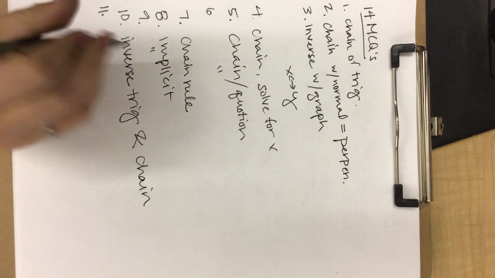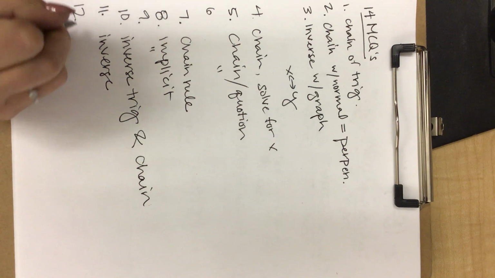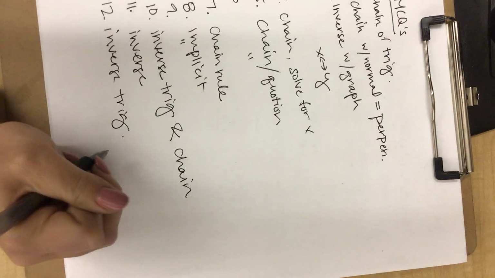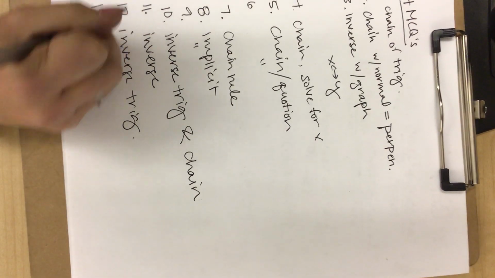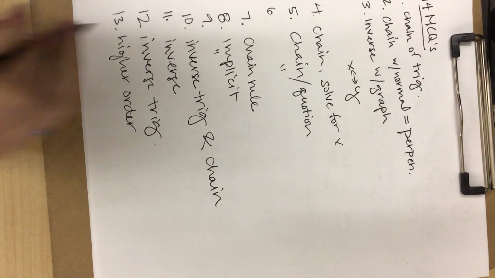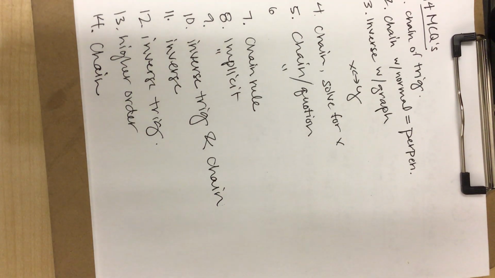11, we've got just an inverse function derivative. Another inverse trig for number 12 with a chain rule in there. A higher order derivative, okay, where you take the derivative more than once. And then the last one is another chain rule problem. Perhaps implicit differentiation, perhaps inverse trig, a lot of stuff going on in number 14, okay? And then the free response is pretty much everything, okay? There's a bunch of mix in there.